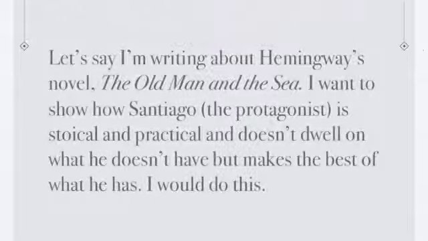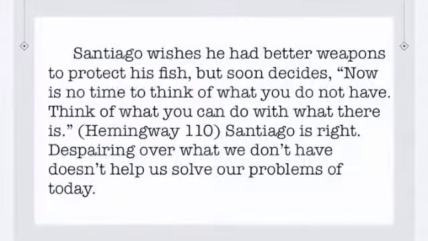Let's say I'm writing about Hemingway's novel, The Old Man and the Sea. I want to show how Santiago, who's the protagonist, is stoical and practical and doesn't dwell on what he doesn't have, but makes the best of what he has. I would do this. This would be my essay.